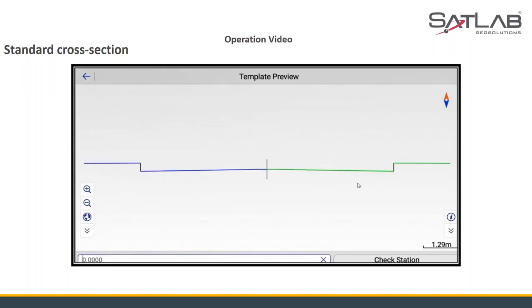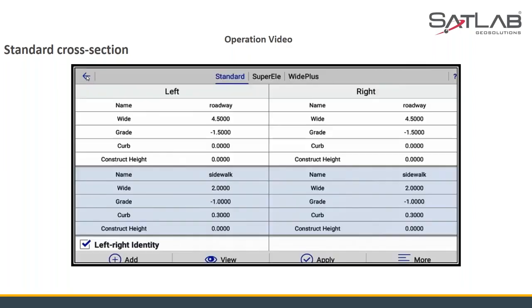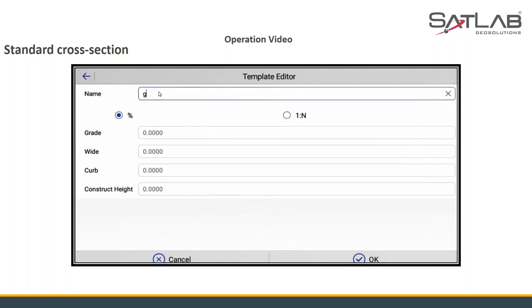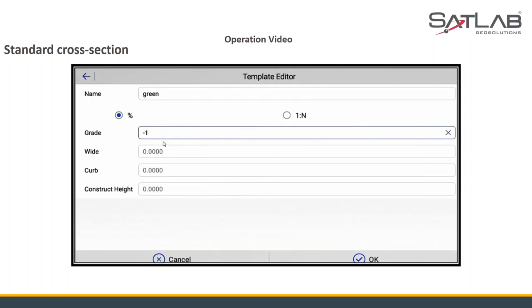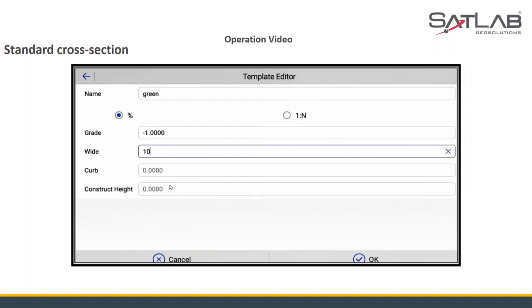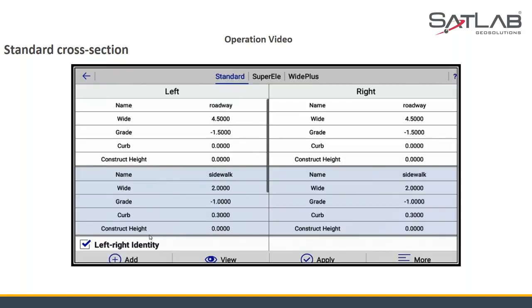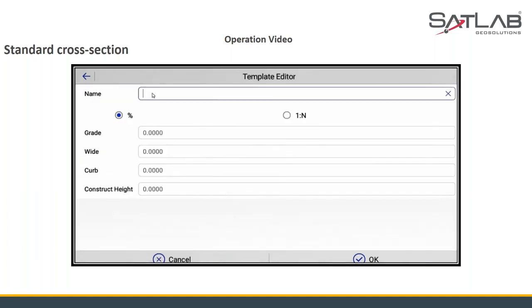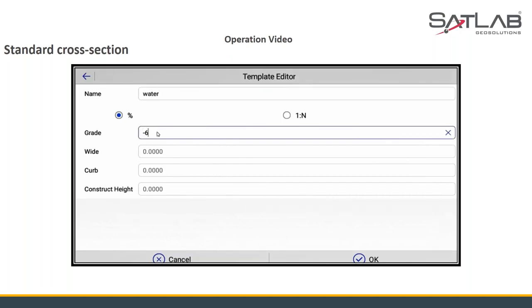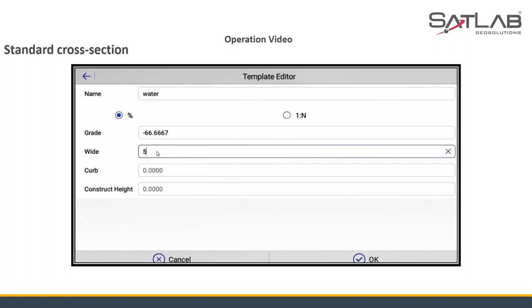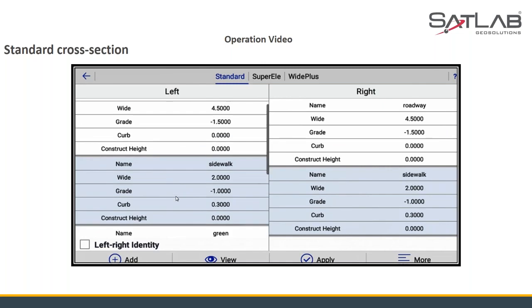After that I can design the sidewalk. It depends. Say for example, the gradient will be -1, the width will be 2 meters, and the curve will be 0.3 or 0.2, whatever you like. There you can see the curves are being designed on both sides of the road, left and right. Now I'm going to design something on the left side only. That is the green part. Or if I want to design the right side as well, I can just select the right hand side and that's it. There you go. It's quite easy and quite simple.